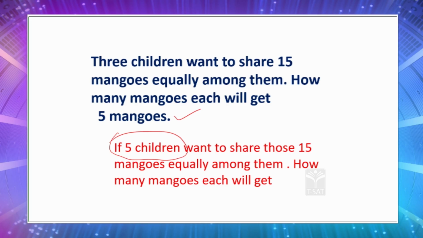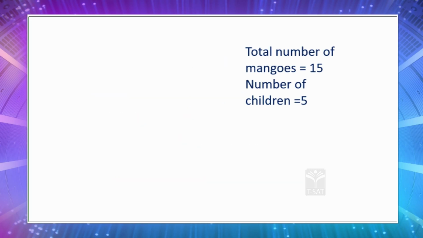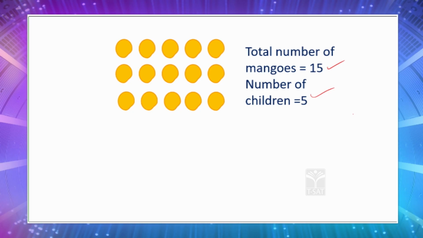Think once, if we arrange 15 mangoes in 5 groups, in each group how many mangoes will come? See, the total number of mangoes is 15 and the number of children is 5. Here 15 mangoes are there, and we are arranging 15 divided by 5. That means 15 mangoes made 5 packs, or the large group is divided into 5 smaller groups.